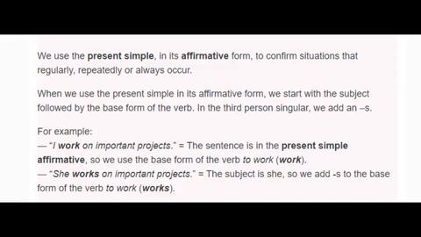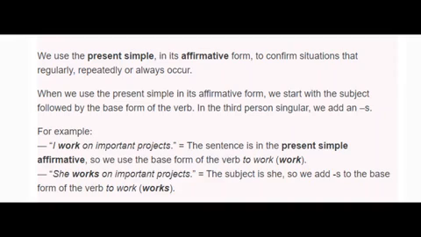Now, we use the present simple in its affirmative form to confirm situations that regularly, repeatedly, or always occur. That means we use the present simple in its affirmative, that means positive form, yes form, to confirm situations that regularly, repeatedly, or always occur. When we use the present simple in its affirmative form, we start with the subject followed by the base form of the verb. In the third person singular, we add an s.